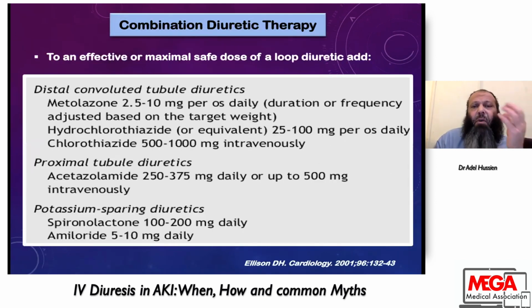Is there a role for combination diuretic therapy to address this? Yes, to have an effective or maximal safe dose of loop diuretics, you can add metolazone or hydrochlorothiazide. You can also use acetazolamide or a potassium-retaining diuretic. Of course, acetazolamide and spironolactone or potassium-retaining diuretics are weak diuretics. So if we are talking about combinations, we are talking about metolazone or hydrochlorothiazide.